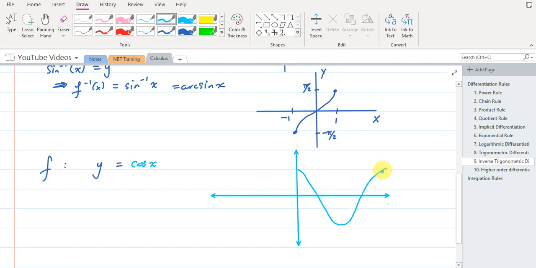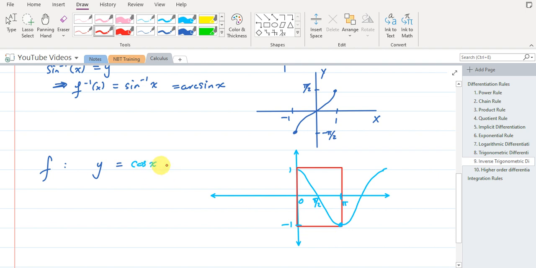Right, so in order to make the cos graph defined, we just take this block here, from 0 to pi, and that's pi by 2. That is 0 and 1, and that's minus 1. Now we block this piece off, and we can see the function is now 1 to 1, a restricted cos graph.